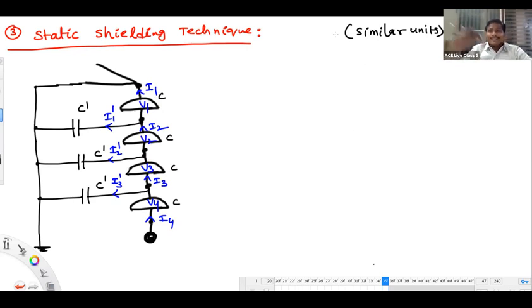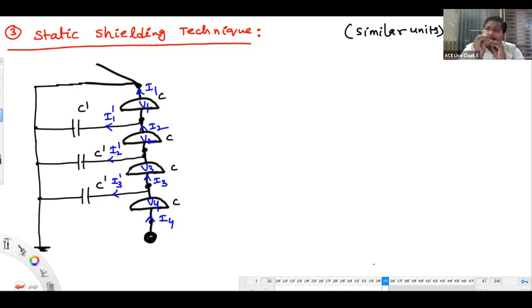Okay, let's think about this one. This is the original string we have discussed for string efficiency, where V1, V2, V3, V4 values are becoming unequal. The reason for that is the I1 dash, I2 dash, I3 dash currents. Because of these currents, I1, I2, I3, I4 are becoming unequal and voltage is also becoming unequal. And then we say string efficiency is less than 100%.